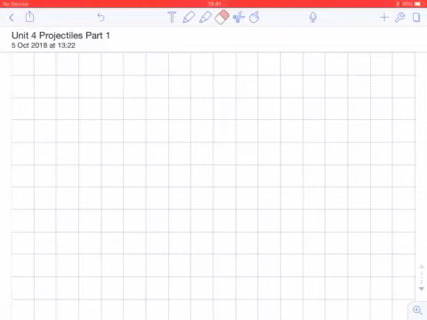In this first video on projectiles, I'm just going to go through some of the key facts that you need to remember from Unit 2 that can be applied in this Unit 4 section. Effectively, a projectile is simply an object that has been projected at an angle to the horizontal and obviously has a horizontal and a vertical component.